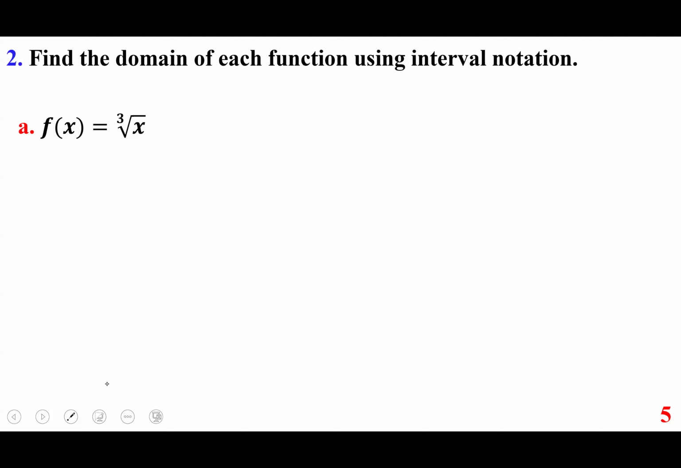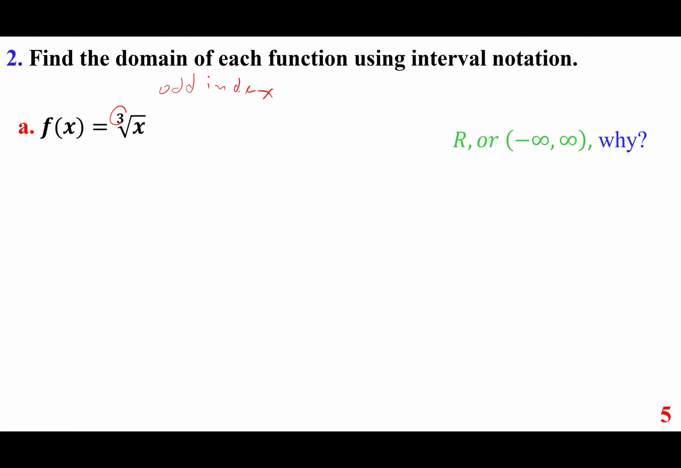We are going to continue with more functions. For example, cube root of x. The domain is all real numbers. Why is that? Because the index is odd. When the index is odd, there is no restriction.